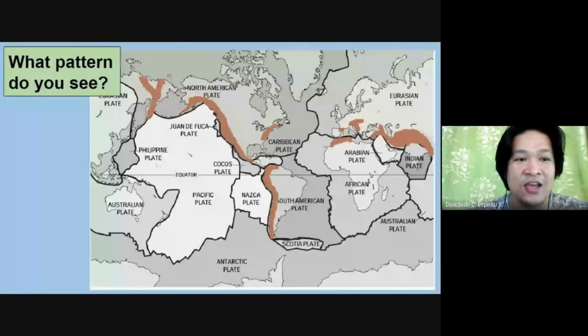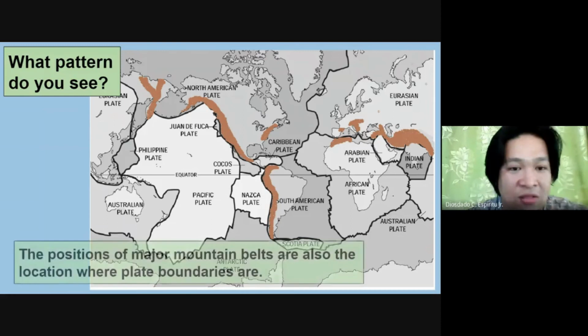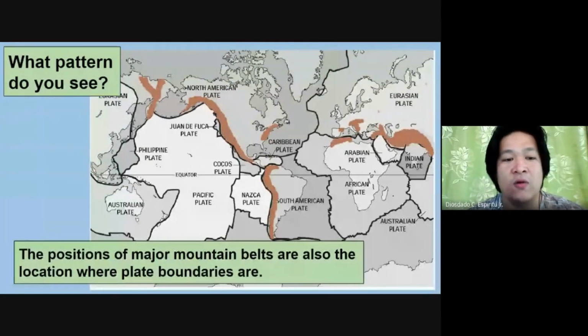As you can see here, what pattern do you see? We can see that the mountain belts earlier are found at the edge of the continent, and now if we place it on top of the plate tectonic map, you can see that basically these mountain belts lie between the different tectonic plates. They lie at the plate boundaries. So the position of the major mountain belts are also locations where plate boundaries are.